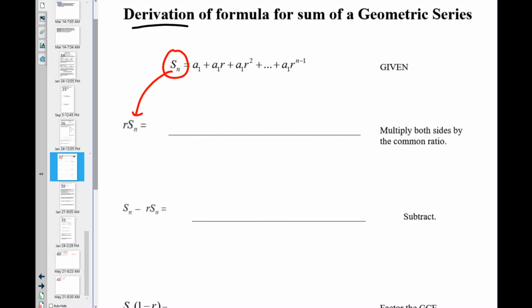Now when we do this on the right side, this is going to be a little tricky to follow, but watch. We have that first a sub 1, and now we're going to multiply it by R, so that becomes a sub 1 R. That's what this term became. What will the next term become?